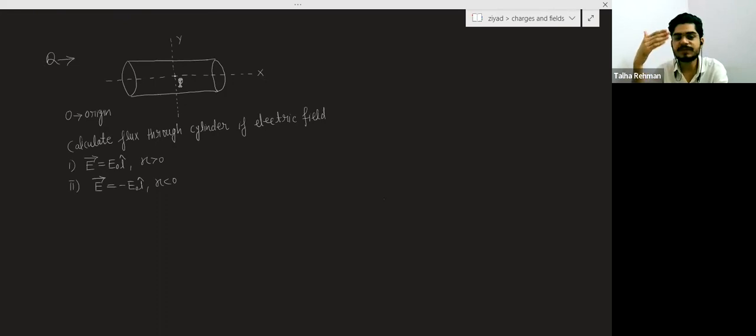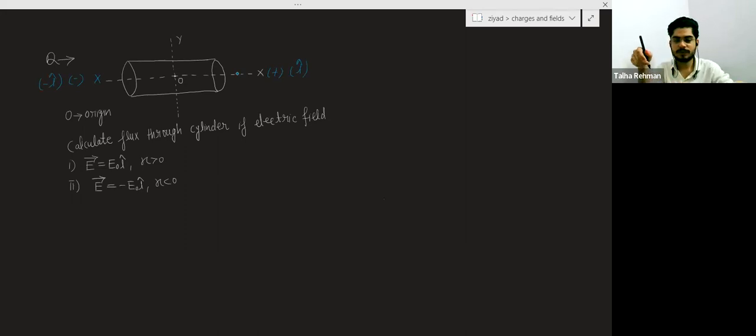Calculate the flux through the cylinder if the electric field is like this for x greater than 0. X is greater than 0 when you are moving from the origin to this side. This is the positive x-axis and this is the negative x-axis. In this direction the unit vector is i cap. Here the unit vector is minus i cap.